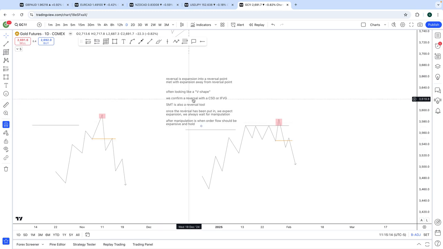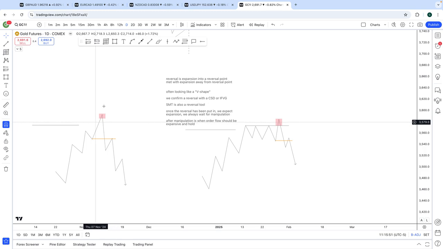We confirm a reversal with the CSD or inverse fair value gap. If the CSD is too far, this is when we will refer to an inverse fair value gap, right? SMT is also a reversal tool, so we want to see SMT obviously paired with our reversal point. Once the reversal is put in, we expect expansion. We always wait for manipulation. After manipulation is when order flow should be expansive and hold. This is when we expect order flow to expand away in a rather quick fashion. We want to see order flow holding.